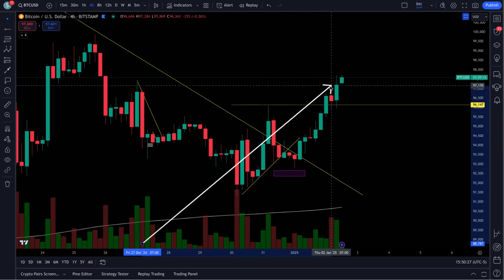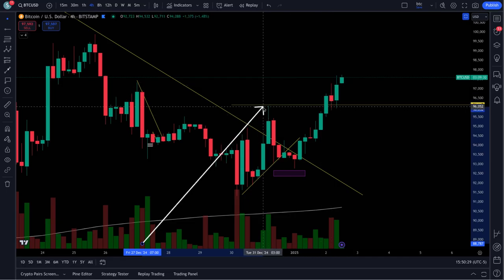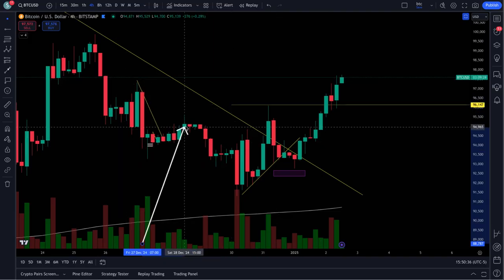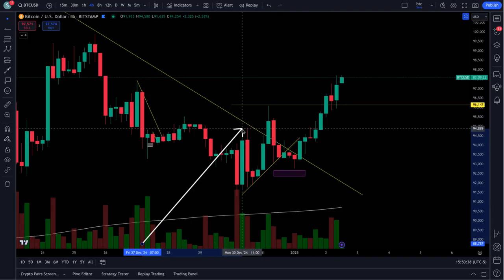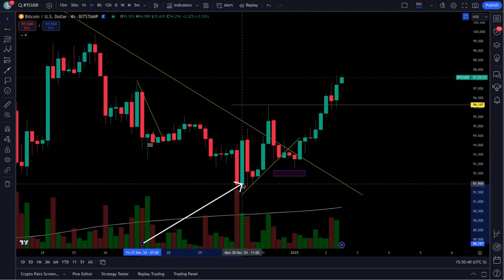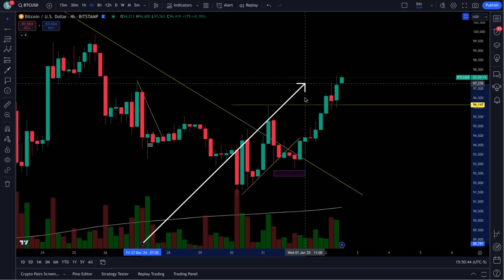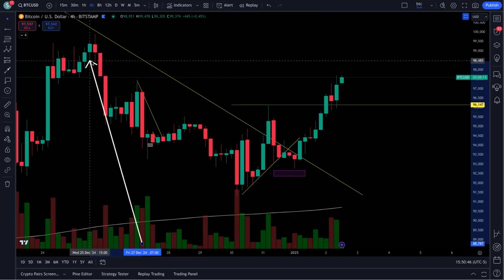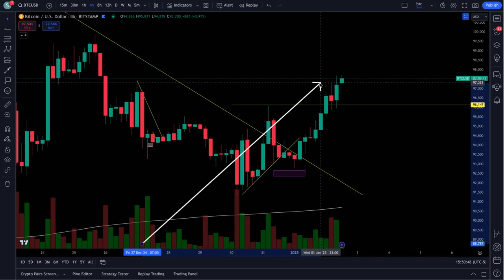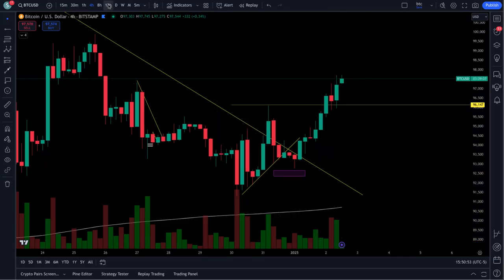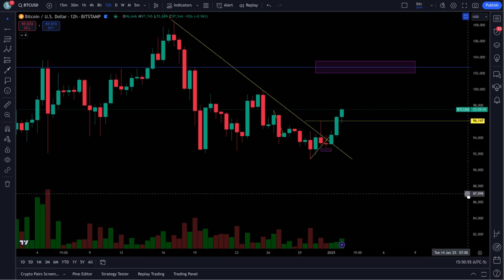Right now you can see this thing's running. Took out this high over here, which was huge. That gives it a higher high. You had this high, a lower low, lower high, lower low, lower high, lower low, higher high, higher low, higher high. Right, so you're starting a trend reversal from a downtrend to an uptrend. That's what you want to see here. It looks like Bitcoin can make a pretty decent move here on the 12 hour.